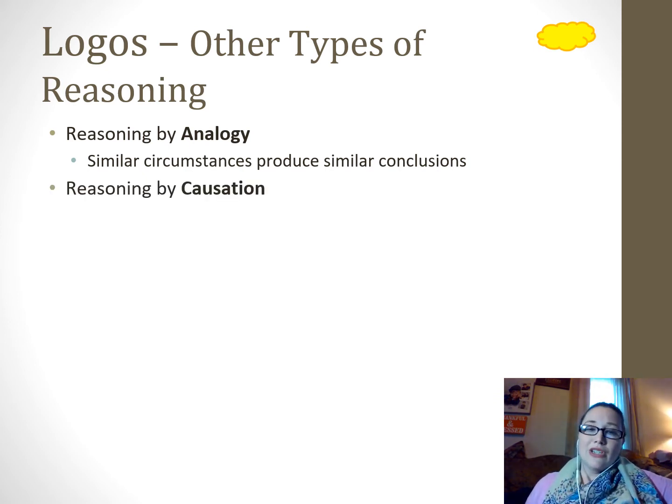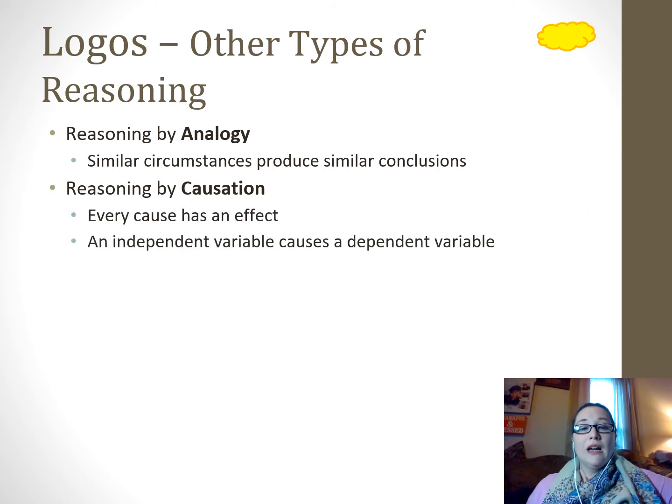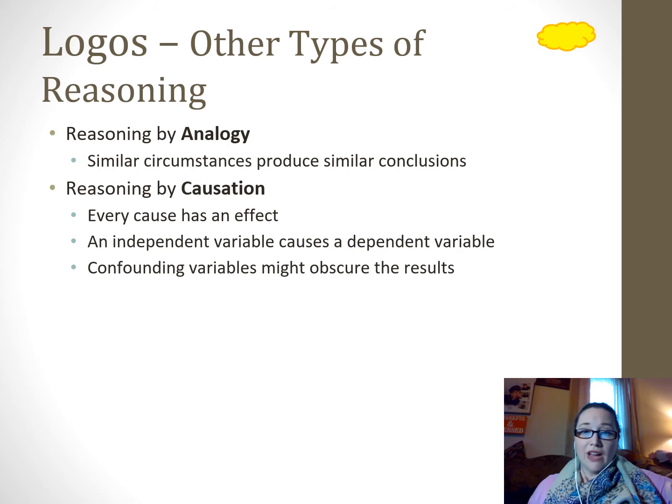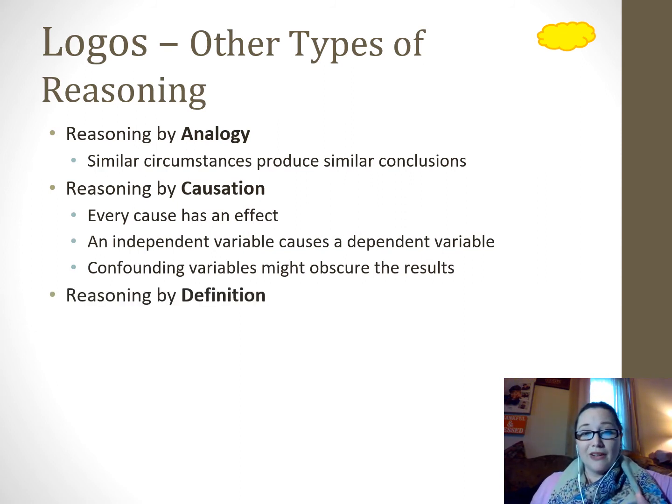Reasoning by causation. This is cause and effect reasoning. Again, we have to be careful of logical fallacies. Confounding variables might obscure the results. It's a specific type of logical fallacy, which we'll talk about. I've got some videos posted for you, which do a better job of talking about it than I do. So there you have it.